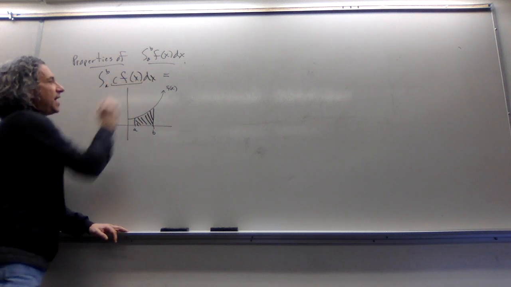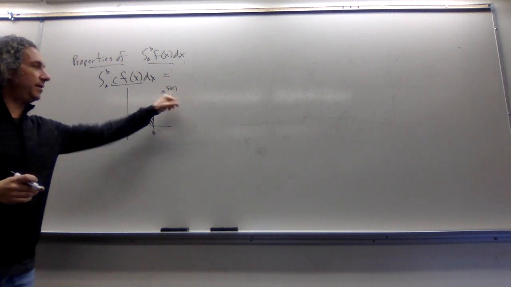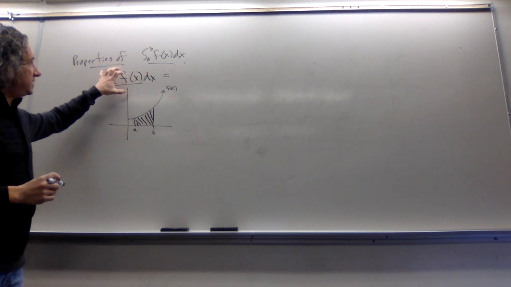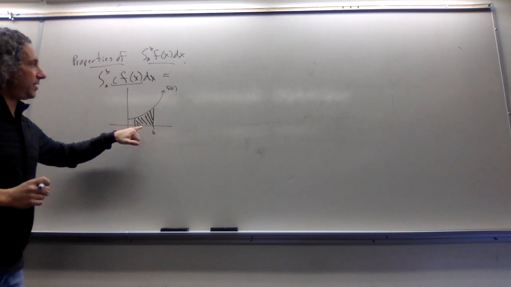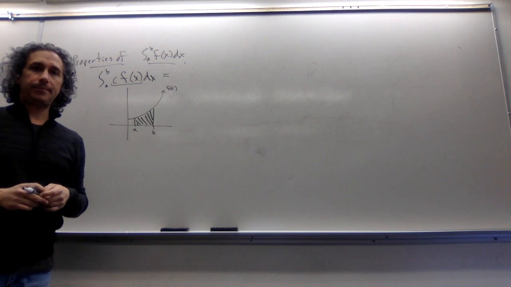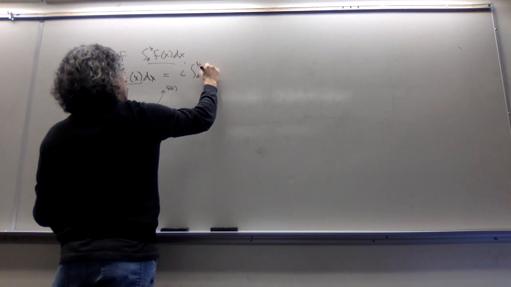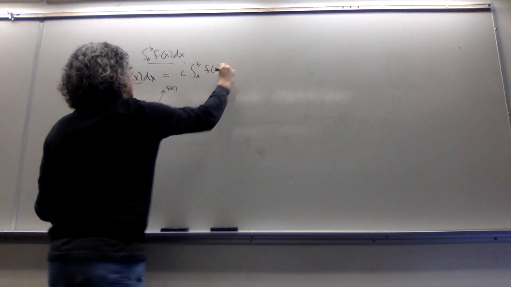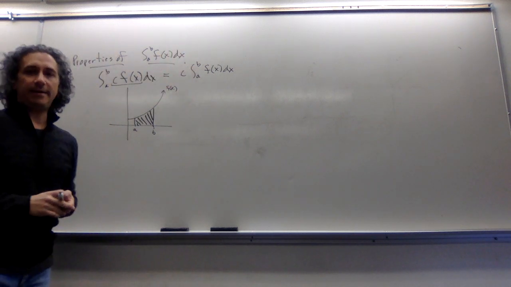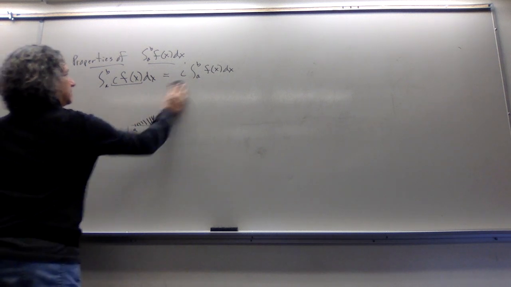And c times f of x is multiplying all of the y values here by c. So it's stretching this guy up. Well, if this, without the c, gives me this area, what do you think is going to happen if I multiply the function by c? So hopefully you said, well, that's just going to multiply the entire area by the c value. So in other words, it looks like we can just pull that c out of the integral sign. And it turns out that that is a true statement.